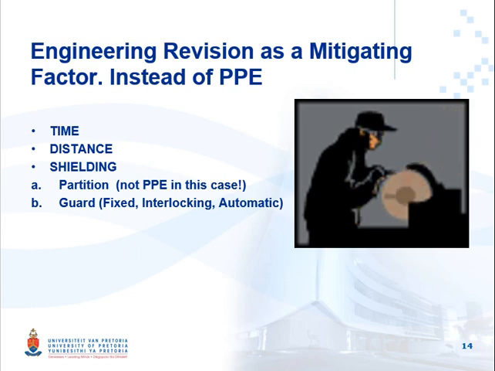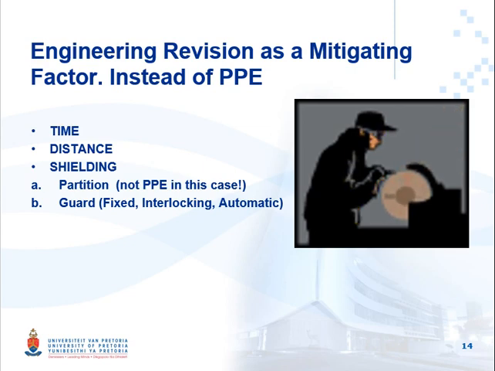So for example, the amount of time exposed to the hazard, the distance at which you are exposed, and the shielding present while you are exposed. So it's not just about PPE. For example, I can't say that I just provided my employee with PPE, so it doesn't matter if he's exposed to the chemicals for 20 hours per week. Or I provided him with a shield, so it doesn't matter if he is exposed to the high temperature for that period of time. So engineering revision needs to be considered as a mitigating factor, not just relying on PPE.